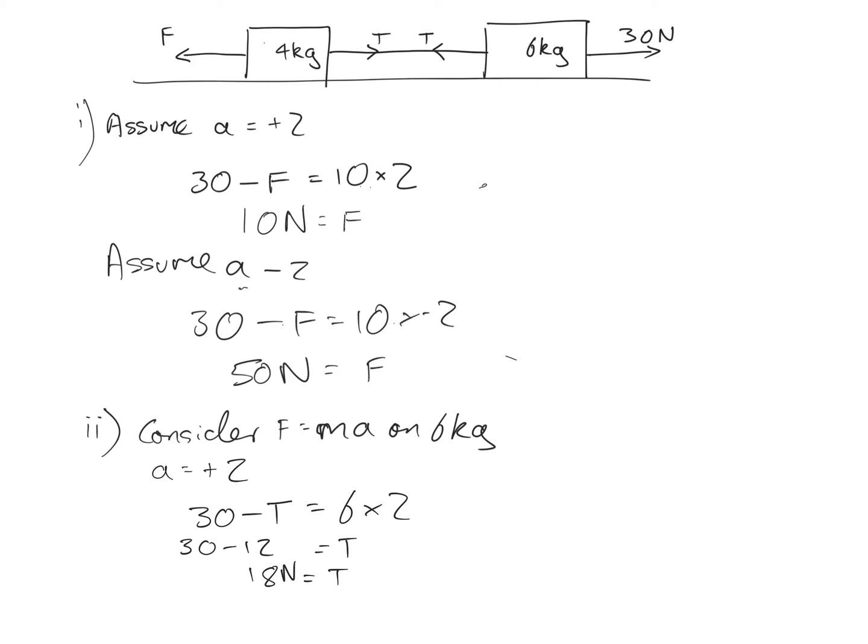Then we've got the case, let's just do it over here, when a is minus 2, we've got 30 minus T equals 6 times minus 2. So again we've got T is 30 plus 12, so T equals 42 newtons. And there are my two cases.